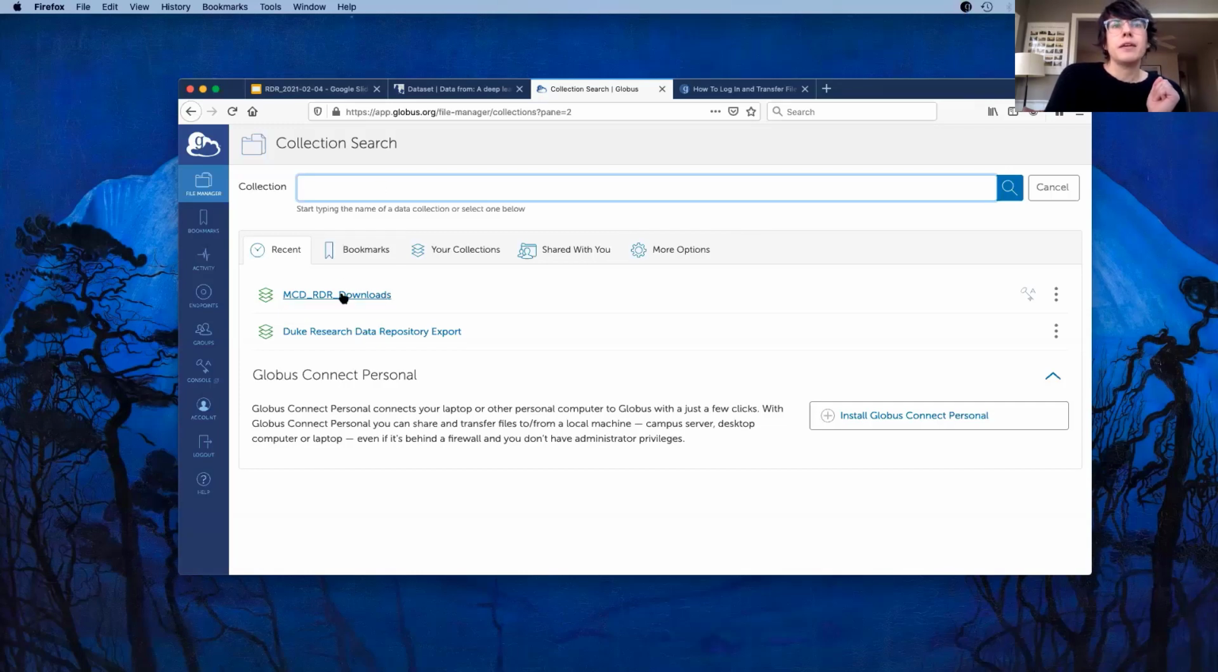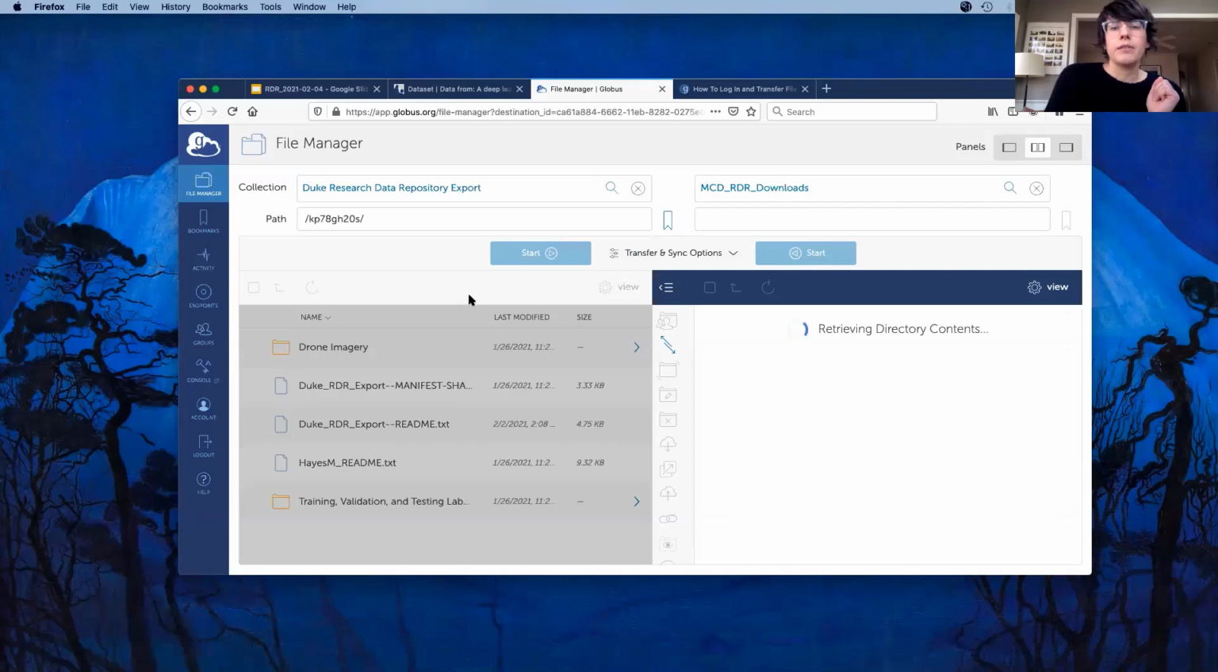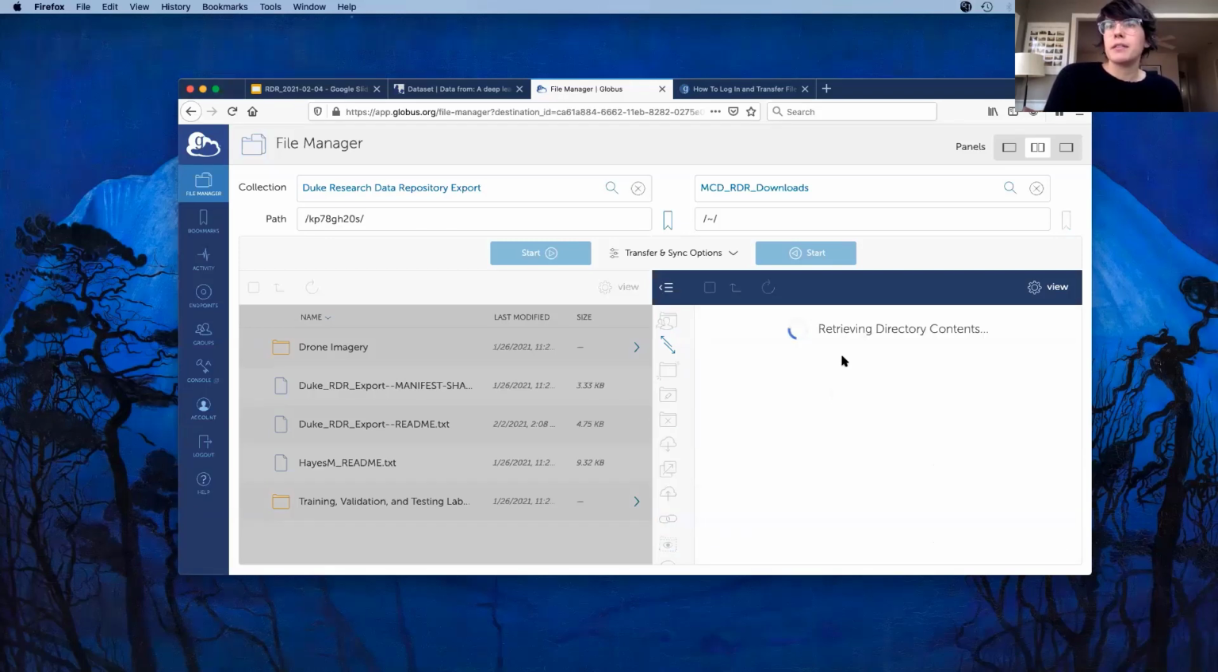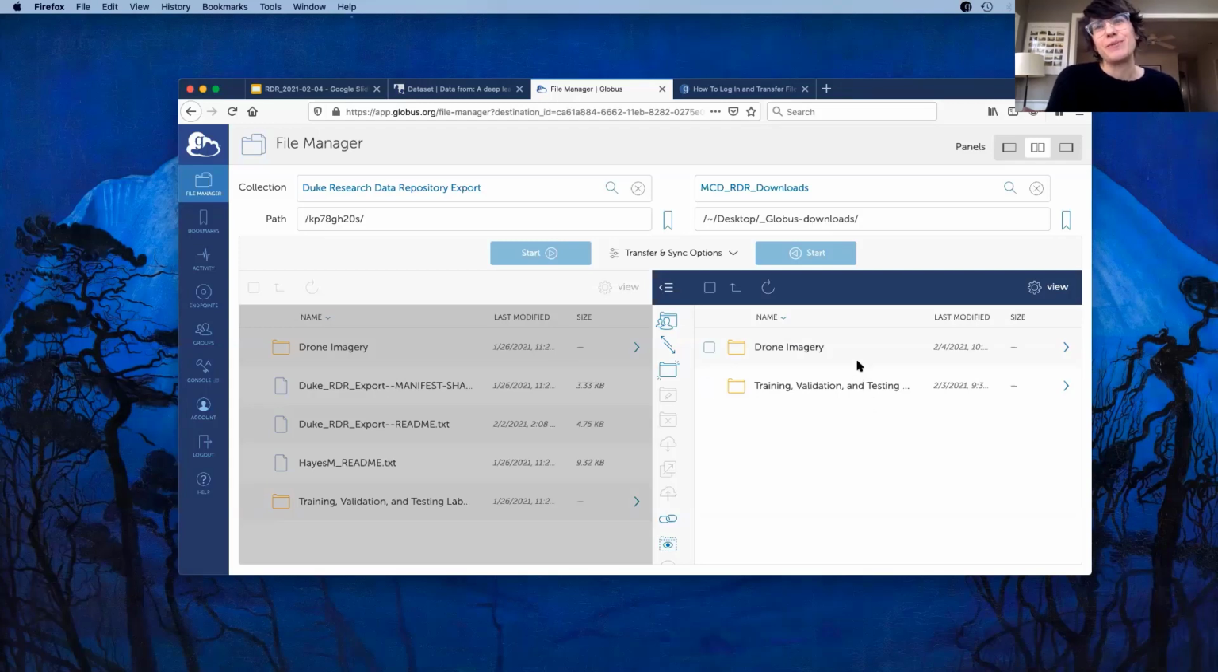So then I'll select the endpoint that I established when I was installing Globus Connect Personal, and you can see that it'll bring up my laptop directory here. So I've set up a directory on my desktop for Globus transfers, and I'll just navigate there. Alternatively, I could have set up my endpoint to mount directly to this subdirectory, or I could bookmark this directory so that I don't have to navigate to it every time.